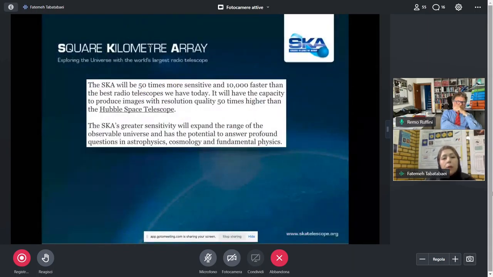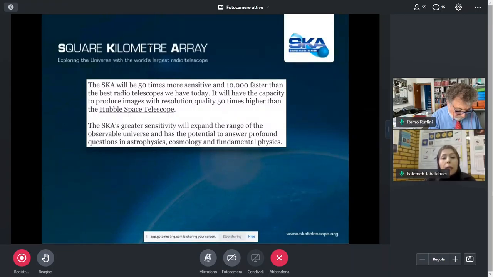Well, with the current radio telescopes, this may be difficult, but the Square Kilometre Array, which is going to be the largest radio telescope today, is going to be a solution. It would be 50 times more sensitive and 10,000 times faster than the radio telescopes we have today.